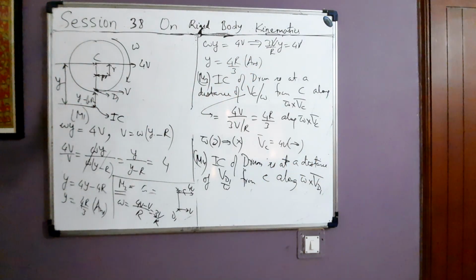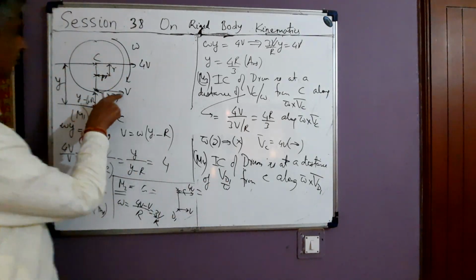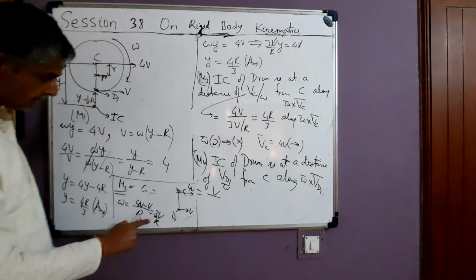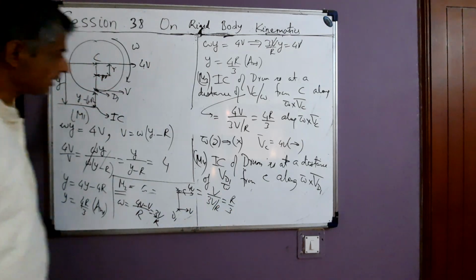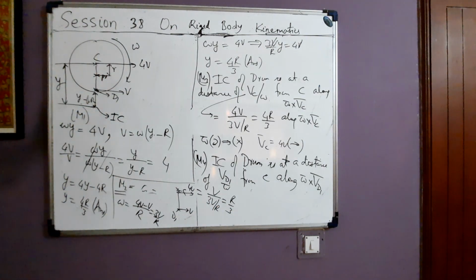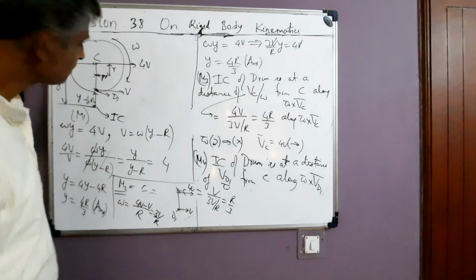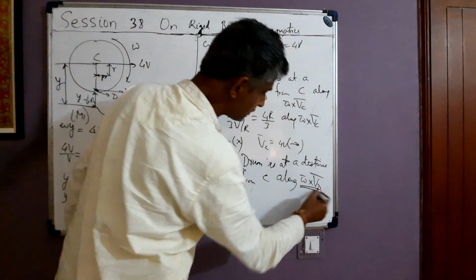Okay. Now Vd1 by omega. Vd1 is how much? Vd1 is v. Omega is how much? 3v by r. That becomes r by 3, r by 3 from d1. Okay. Now in which direction? Along the direction omega cross Vd1.